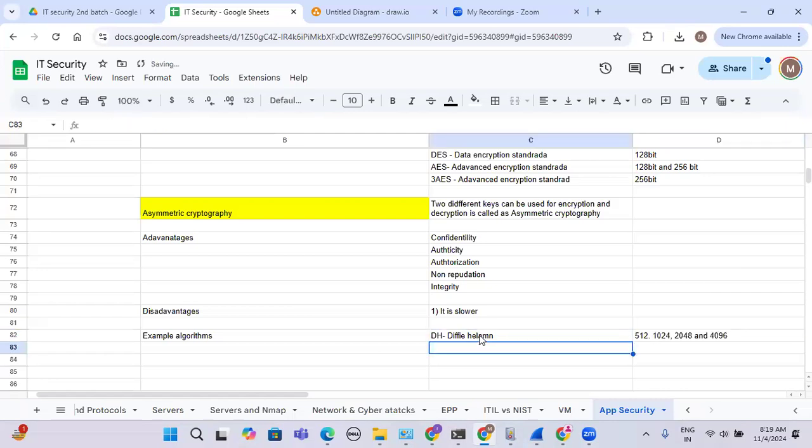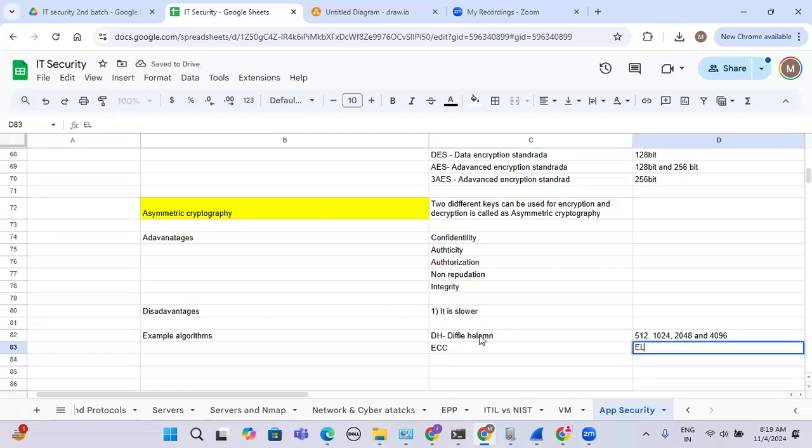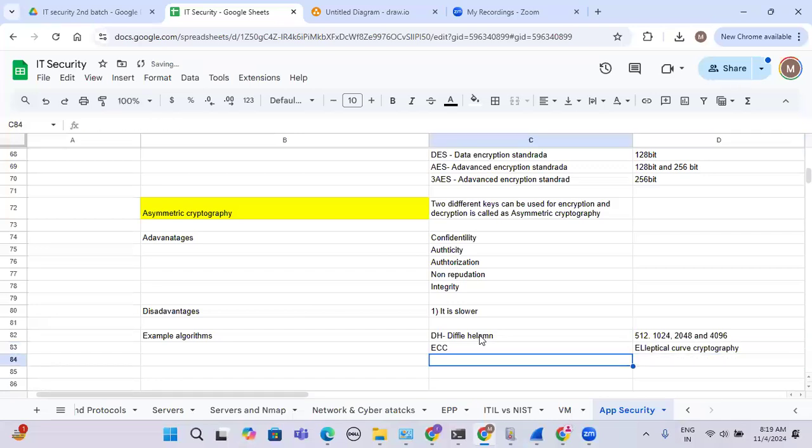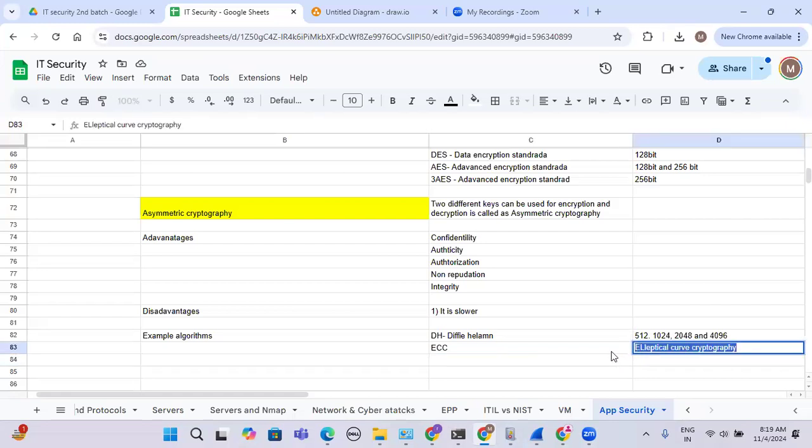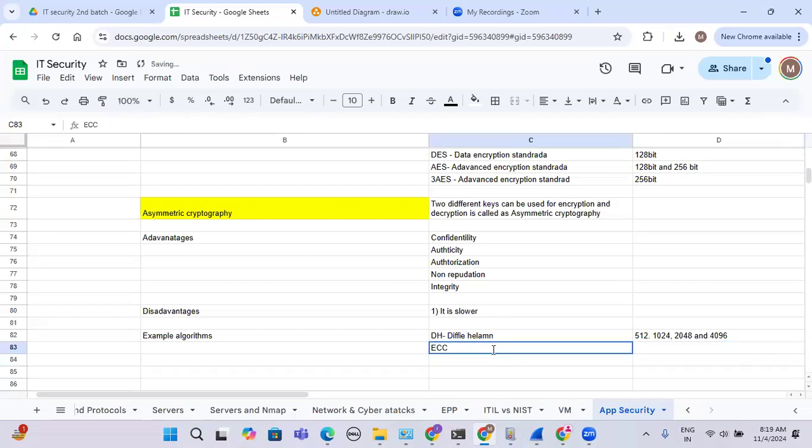The second one is ECC, elliptic curve cryptography. It is like a hyperbola and a parabola combination. We can call it like an ellipse. So if we mix an ellipse and a hyperbola together, we call it elliptic curve cryptography. This was also invented by a scientist, and it also supports sizes like 1024, 2048, and 4096.